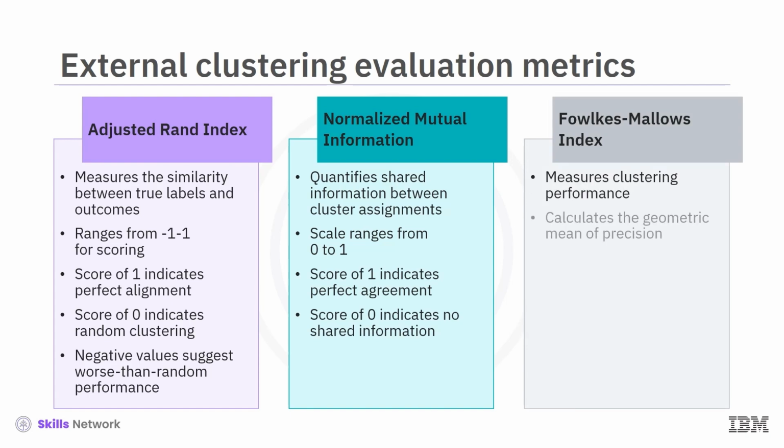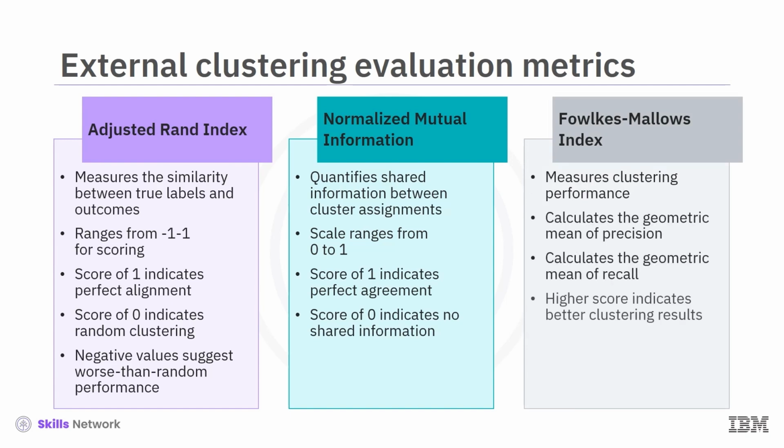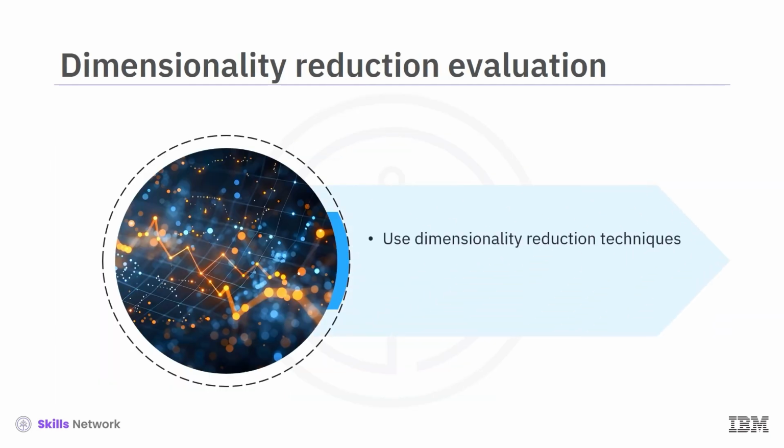Fowlkes-Mallows index is the geometric mean of precision and recall based on clustering and label assignments, with a higher score indicating better clustering performance. When using dimensionality reduction techniques like PCA, t-SNE, or UMAP, it's crucial to evaluate how well the reduced data retains important information.